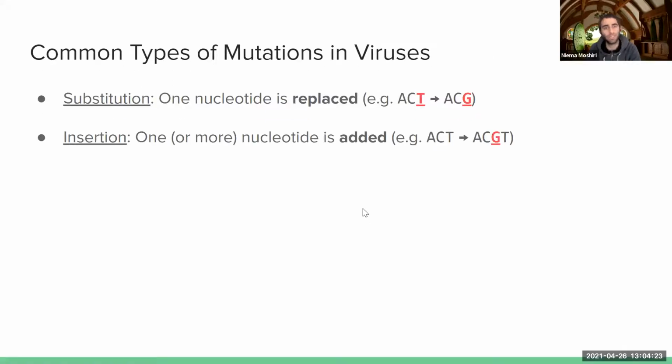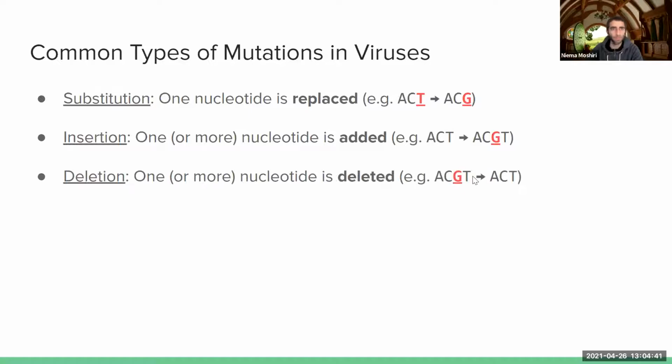Another type of mutation that occurs is an insertion, where one or more nucleotides are added. Here I had an original sequence ACT, and then over time, this new G was added into that sequence. So with an insertion, we're adding a new nucleotide. Similarly, a deletion is when one or more nucleotides are deleted. Here the original sequence was ACGT, and then over time the G got deleted, and this was the result. Substitutions out of these three are by far the most common, but insertions and deletions do happen.